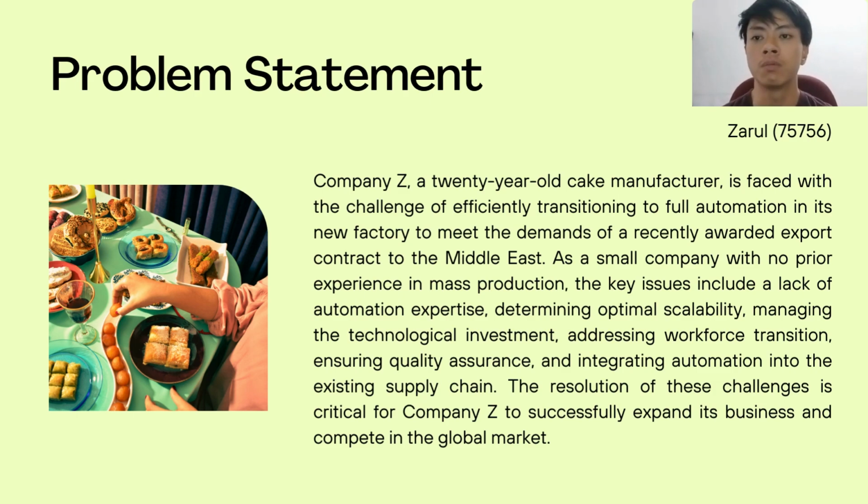For the problem statement, Company Z, a 20-year-old cake manufacturer, is facing the challenge of efficiently transitioning to full automation in its new factory to meet the demands of a recently awarded export contract to the Middle East. As a small company with no prior experience in mass production, the key issues include a lack of automation expertise, determining optimal scalability, managing the technological investment, addressing workforce transition, ensuring quality assurance, and integrating automation into the existing supply chain. The resolution of this challenge is critical for Company Z to successfully expand its business and compete in the global market.